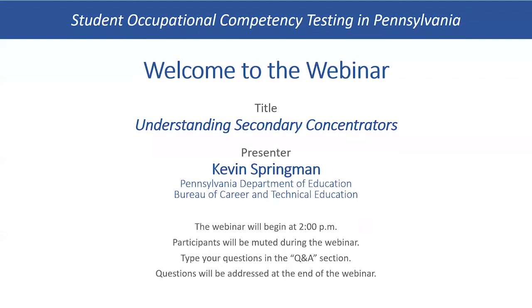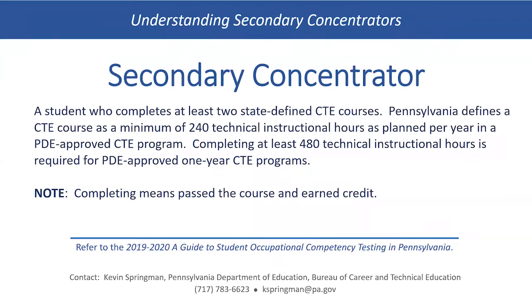But as everyone here knows, we have to order tests for the students, and Perkins 4 had a concentrator definition, the 50% concentrator definition that everybody was familiar with, and in Perkins 5, that concentrator definition has changed. So for the students being tested at the end of the year, you want to apply the Perkins 5 concentrator definition rather than the 50% of program completed definition. So I wanted to do this webinar so everybody has the latest information.